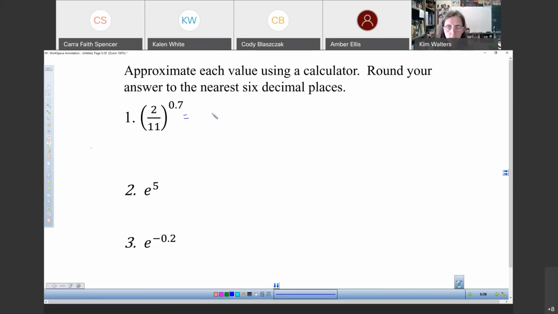So what I want you to do is you're going to type in, make sure you put this in parentheses.